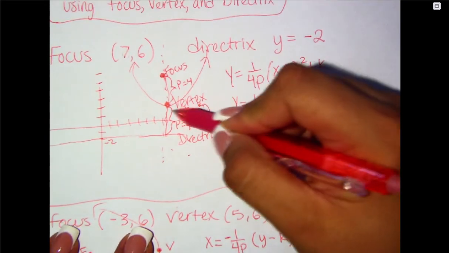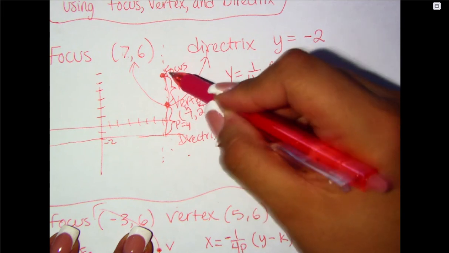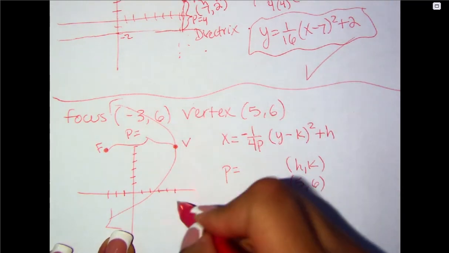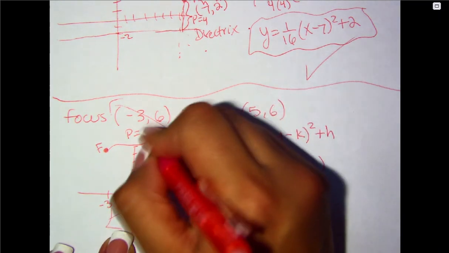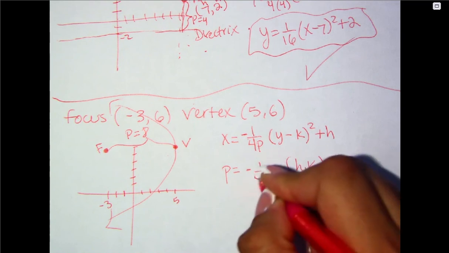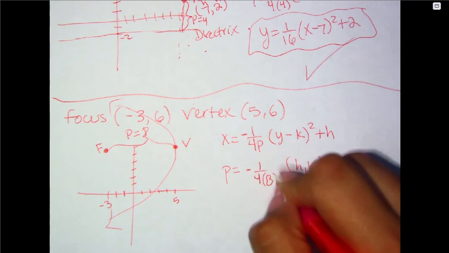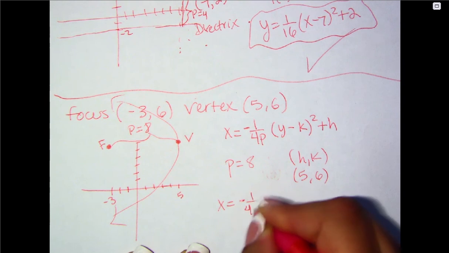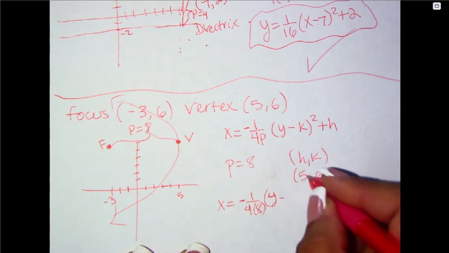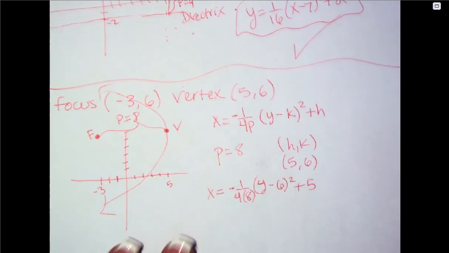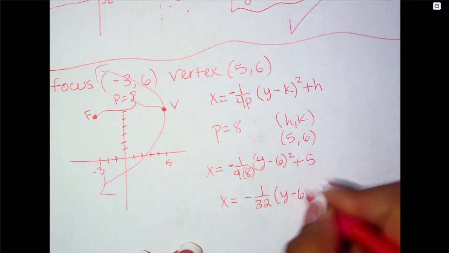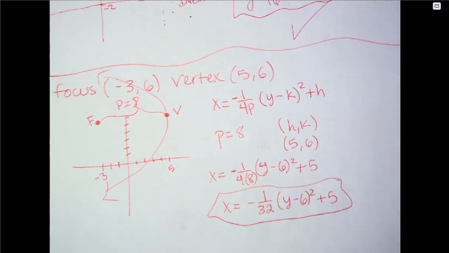From the previous example, the p value is the distance from the vertex to the directrix, or from the vertex to the focus. We have our vertex and focus right here, so we can just calculate the space in between them. That will be your p value. This is a 5 and this is a negative 3, so all of that will be an 8. So p is 8, and now let's start the equation: x equals negative 1 over 4 times 8, (y minus k, so 6) squared, plus your h, 5. To simplify this, we have x equals negative 1 over 32, (y minus 6) squared plus 5. And this will be the final equation of our parabola.